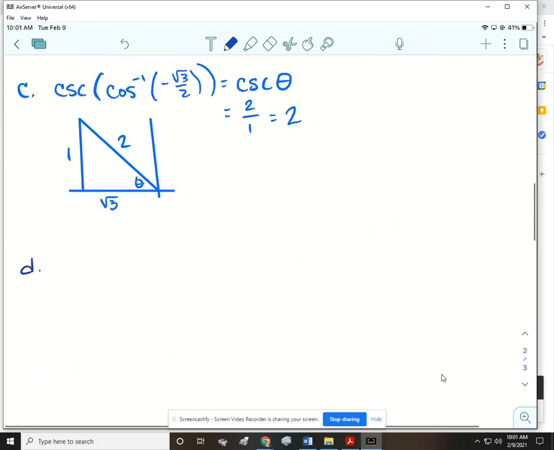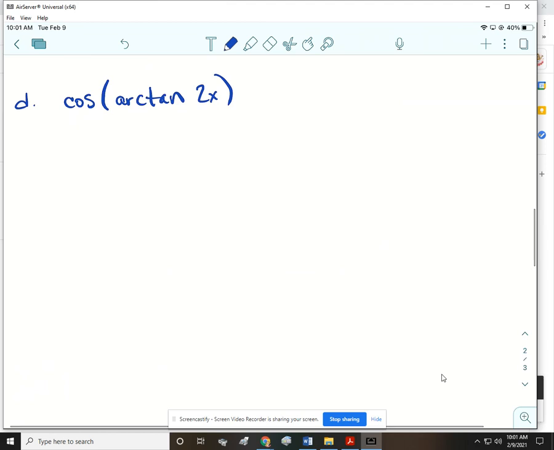All right, now we're going to do some that are a little different, and they can feel overwhelming, but I have seen ones like this on the challenge exam. So we're going to do the cosine of the arc tangent of 2x. Now, when that is an expression, it's not a number, we don't know what quadrant it's in, so we don't have to draw it in a quadrant. We'll just draw a right triangle. All right, and then just to keep it consistent, I'm just going to go ahead and put theta there.